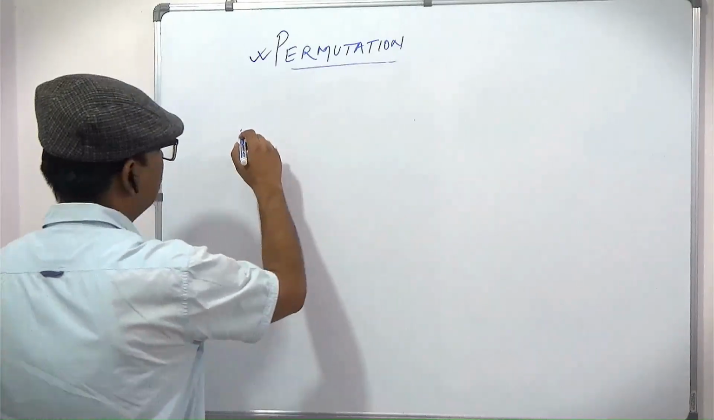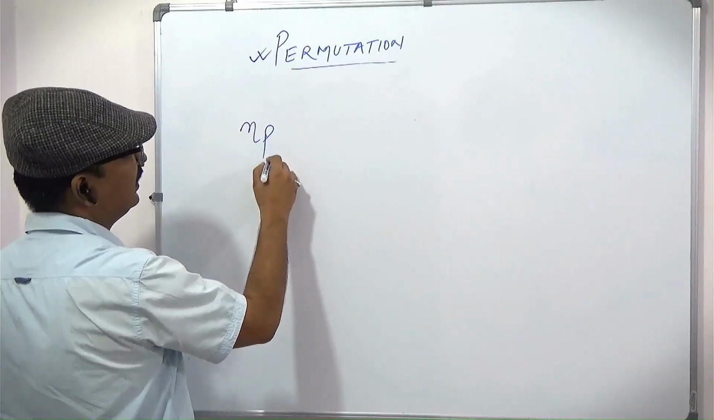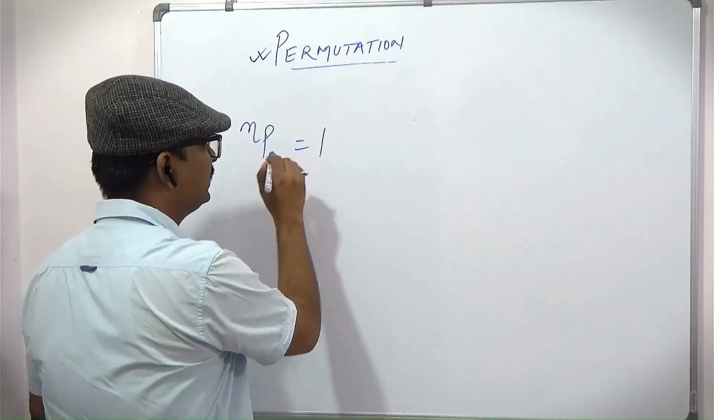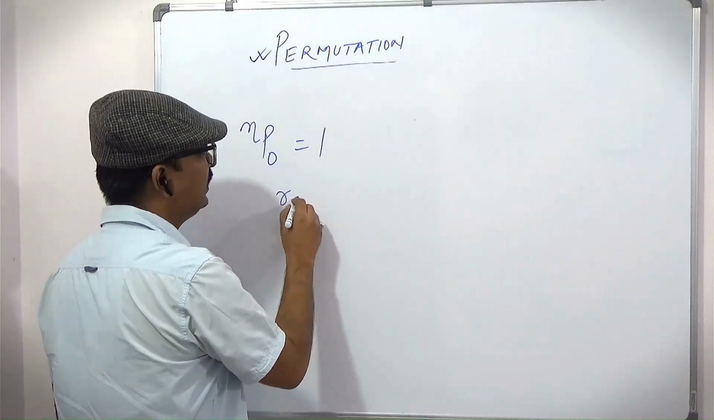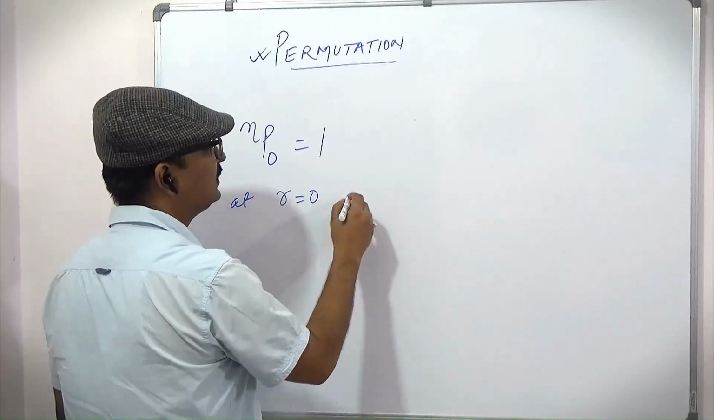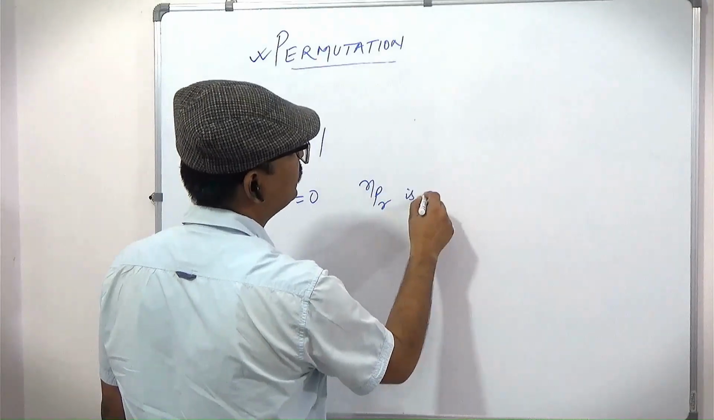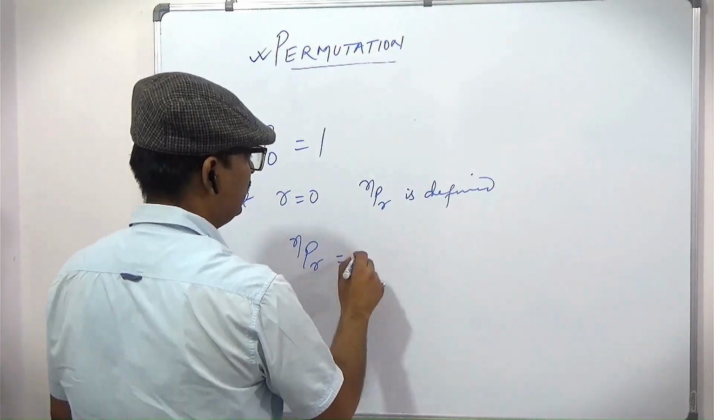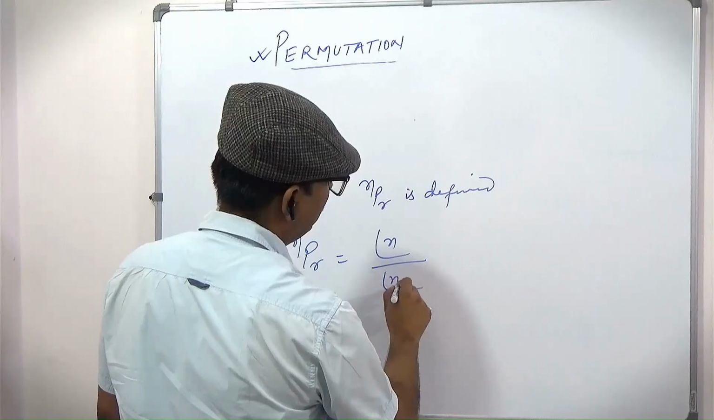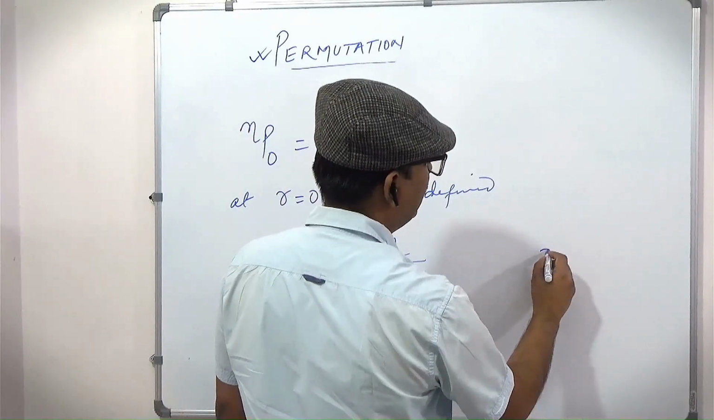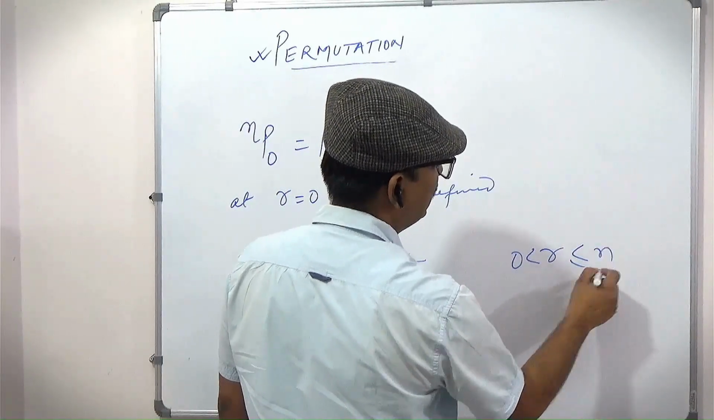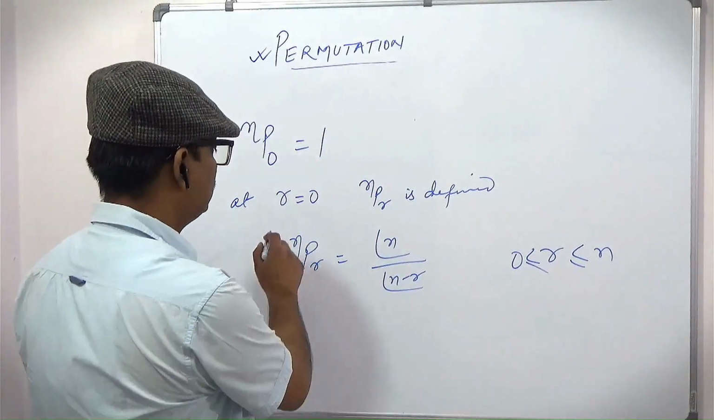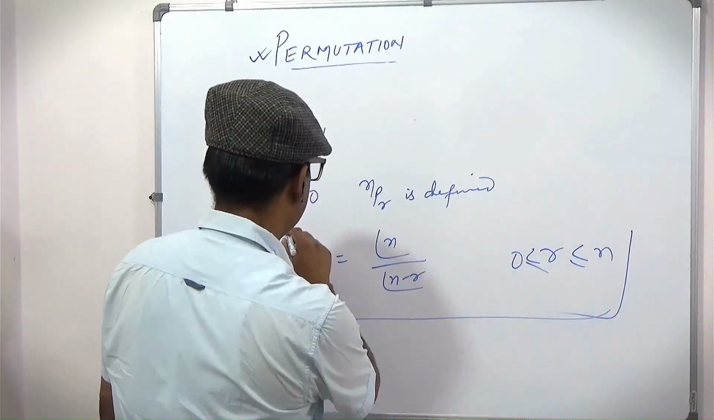But a very interesting fact we were able to derive just now. We said nP0 is equal to 1. By this we mean that even at r equal to 0, our nPr is defined. Therefore, in the formula nPr given by factorial n by factorial n minus r, earlier we had said r greater than 0 and less than or equal to n. Now we can say r is equal to 0 or r greater than 0. So this is our final formula for permutation.